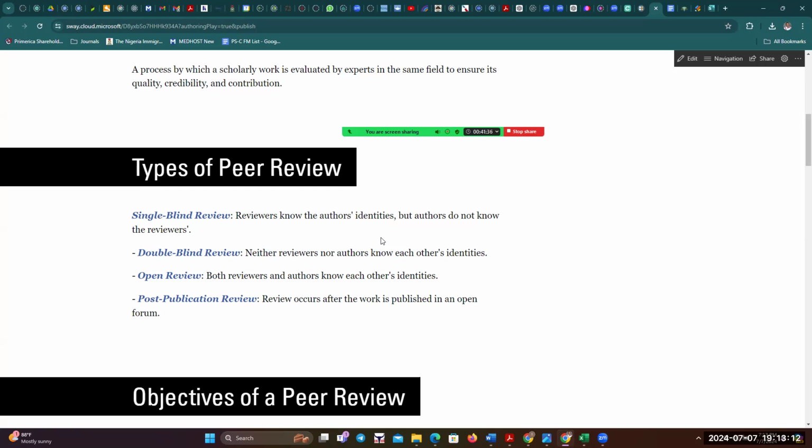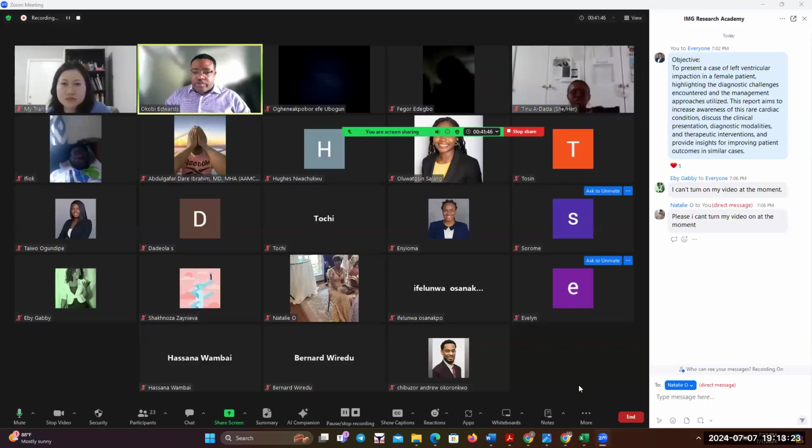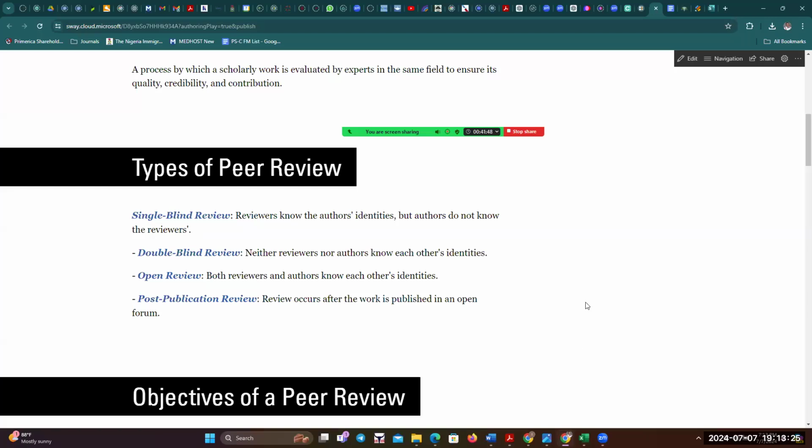They redact your name and they send it to an expert. So you don't know who's reviewing you, and the expert doesn't know who's actually writing those manuscripts. So eventually, both of you are double-blinded, and that significantly cut down the volume of bias that happens during the peer review period.